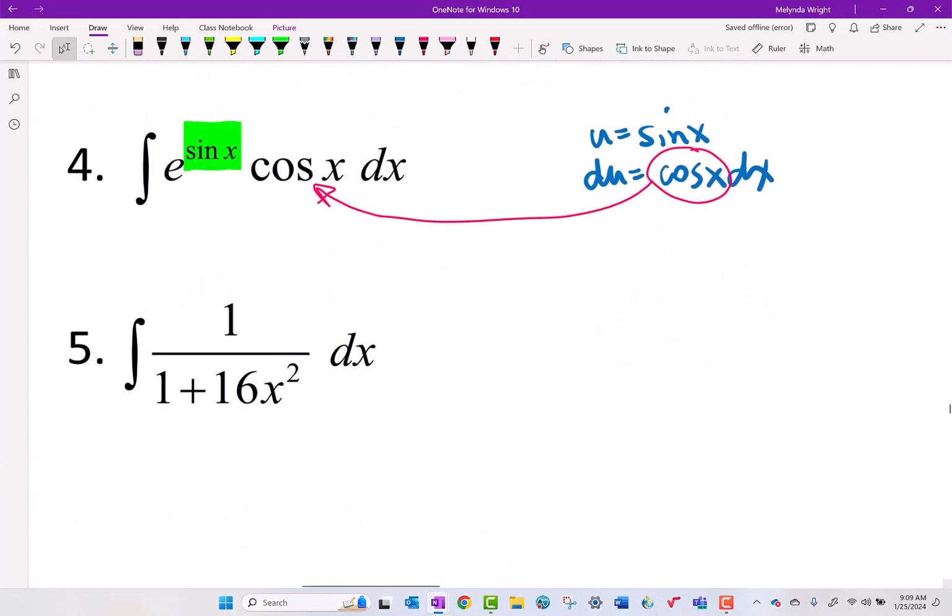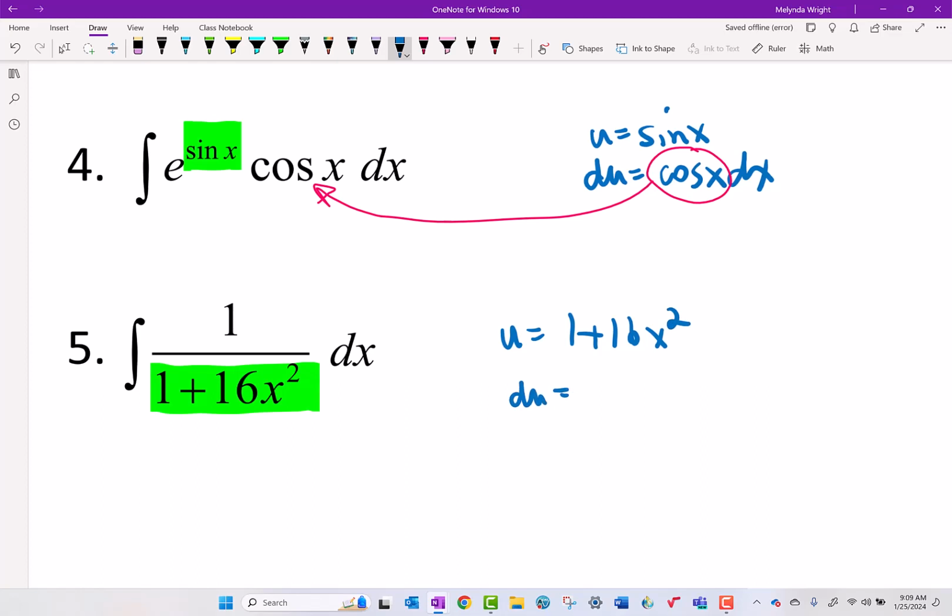So here's what we normally would do. We would normally say, oh, well, u is what's in the denominator. So let's try that. Okay, so let's see, u is 1 plus 16x squared. Du would be, is that 32x dx? Do I have this x anywhere? Nope. I picked incorrectly. That is not correct.